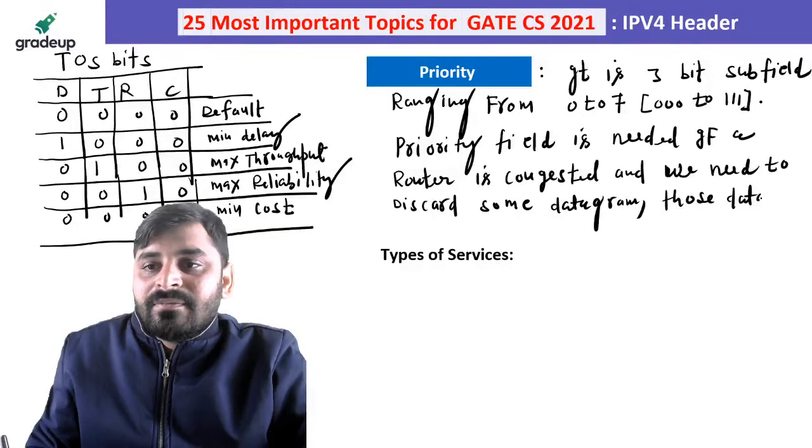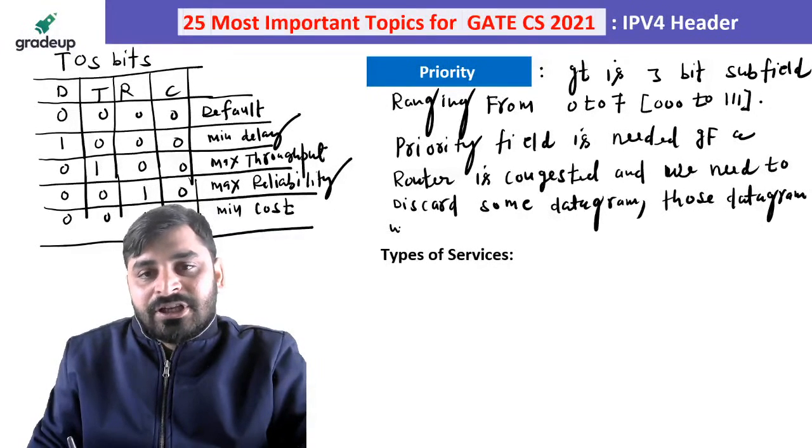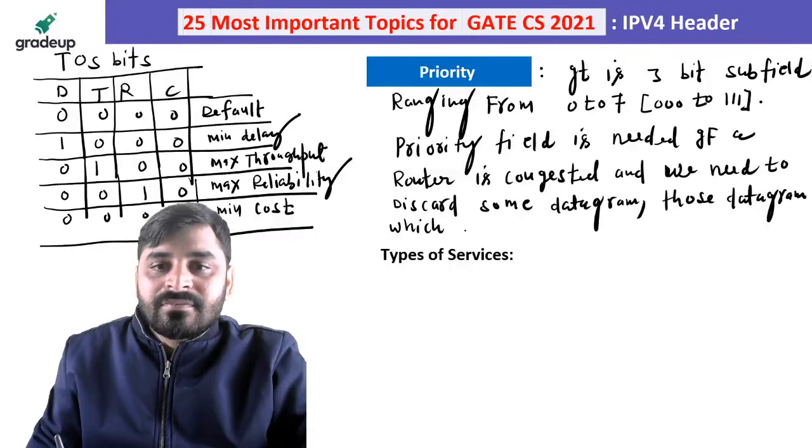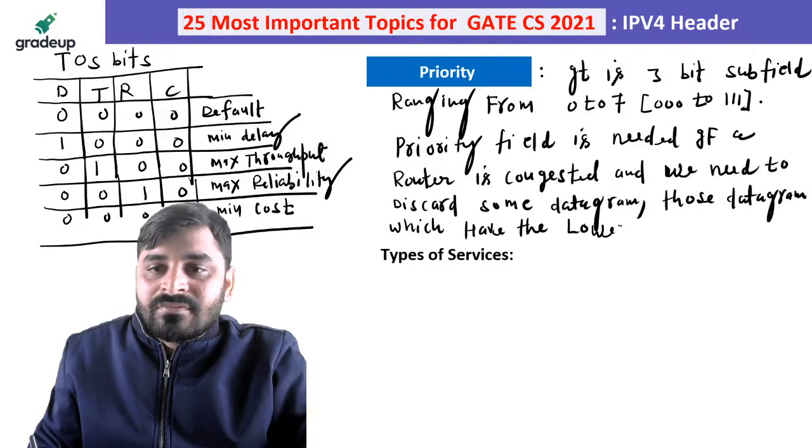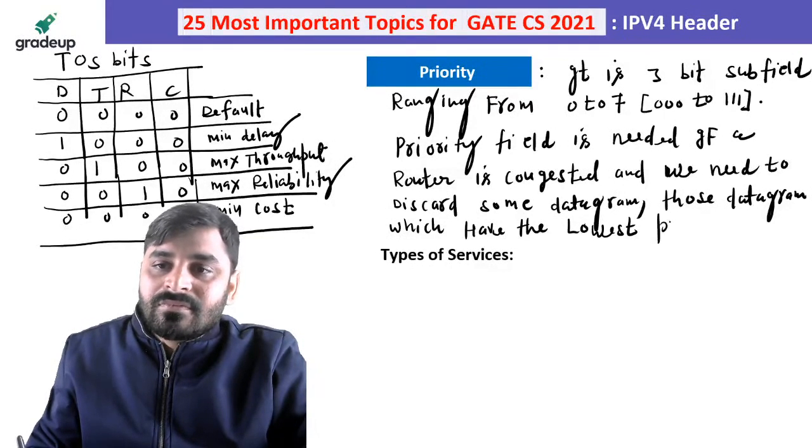Those datagrams which have the lowest priority are discarded first.